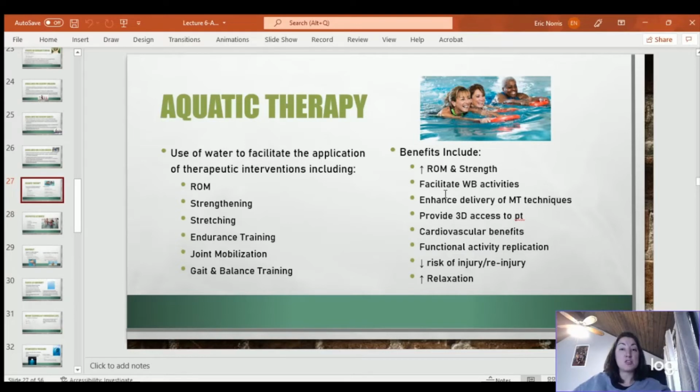It can enhance your ability to use manual therapy techniques depending on what techniques you need to use. It provides you 3D access to the patient. You don't have to constantly say, now lay on your stomach, now roll to your back. You can walk around them and access what you need. There's cardiovascular benefits. You can replicate functional activities easily. There's a decreased risk of injury because it's easier on your joints, and an increase in your relaxation when you're in the water.